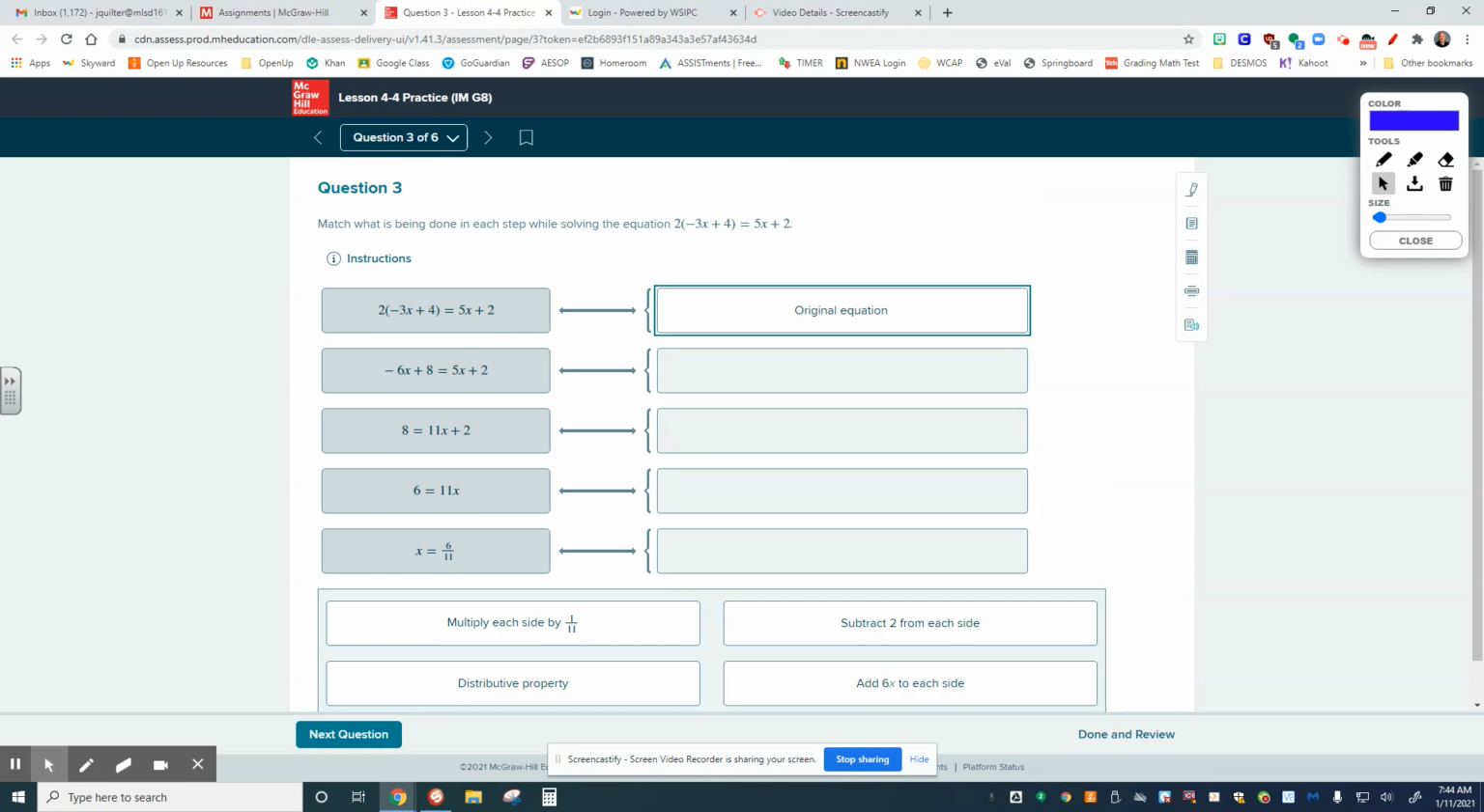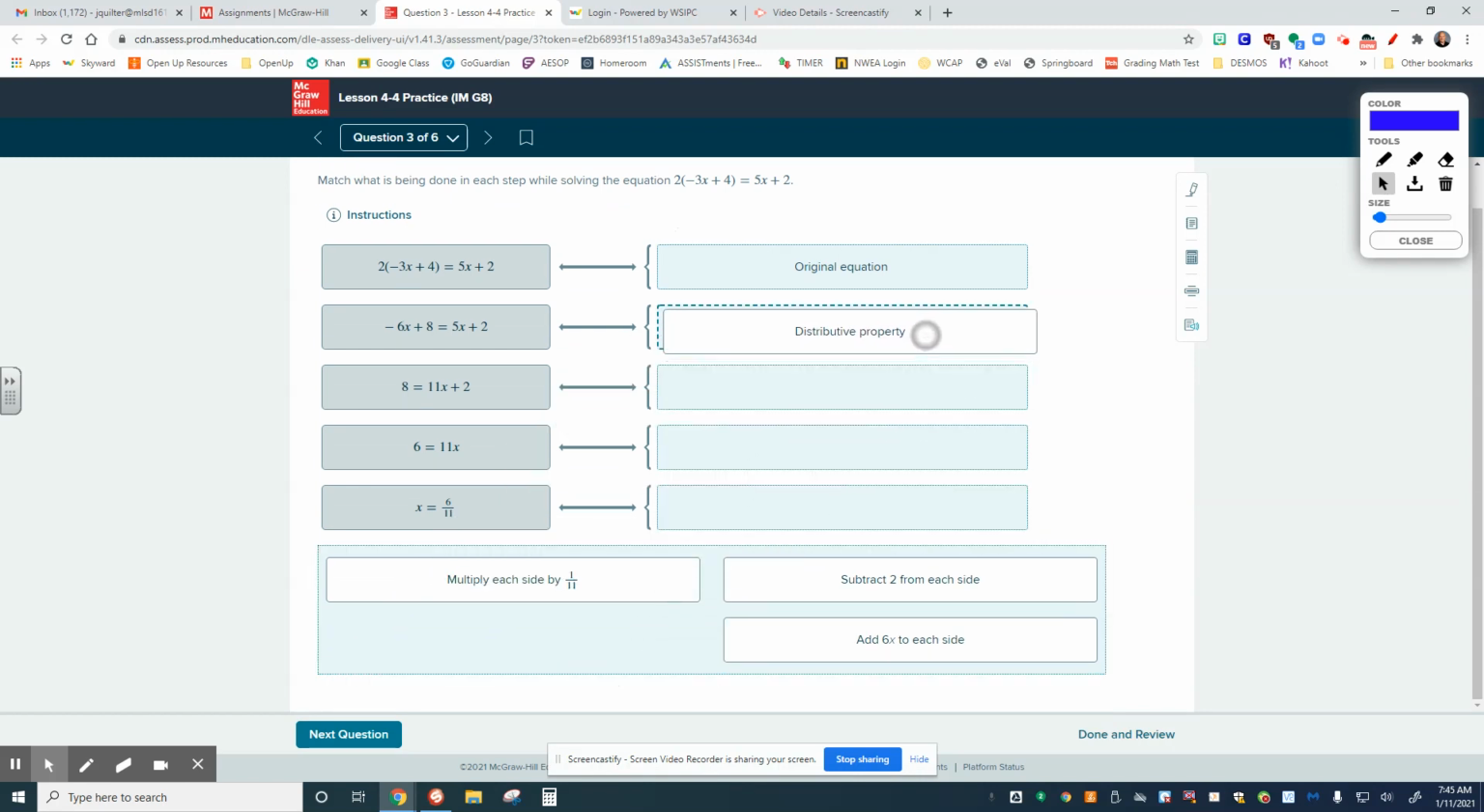The next step, I see that the parentheses are now gone. I see that 2 times a negative 3x is a minus 6x, and 2 times 4 is a positive 8. So this one is what we call the distributive property.